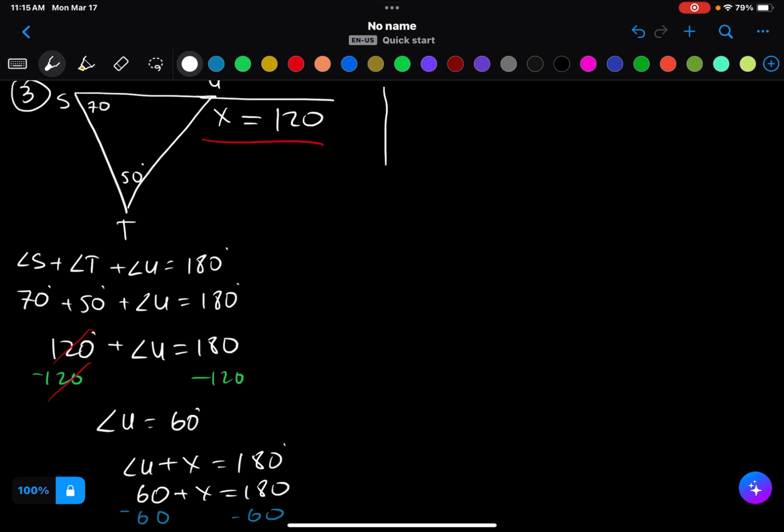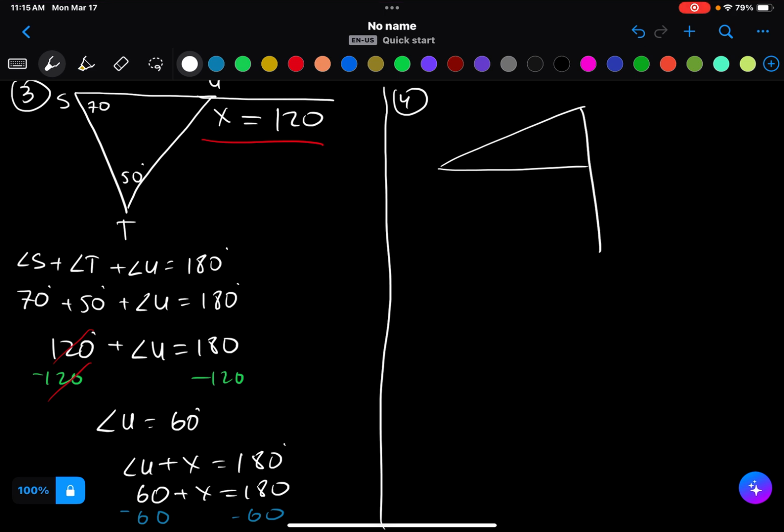And now let's go ahead and do number 4 right next to it. So that's number 4. Angle S is 25 degrees. Angle T is 80 degrees. Angle R is missing, and they also want to find out the exterior angle to angle R. This is just like number 3. In order to find out X, I need to find angle R.